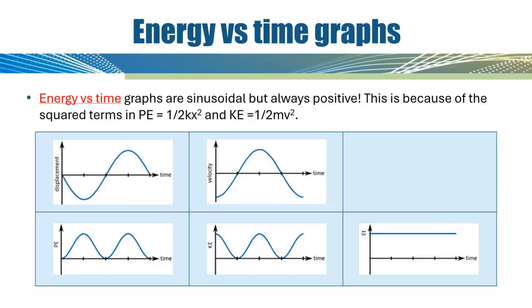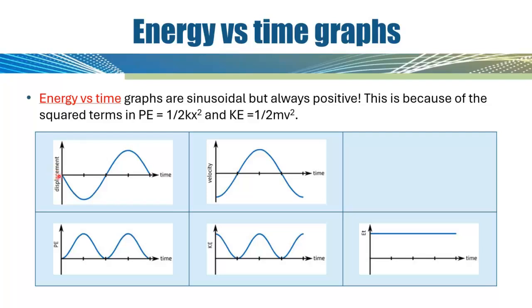Sometimes we're asked to sketch energy versus time graphs. Energy versus time graphs are always sinusoidal and are always positive. I'm going to get the potential energy graph from the displacement graph, and I'm going to get the kinetic energy graph from the velocity graph. So let's look at this.